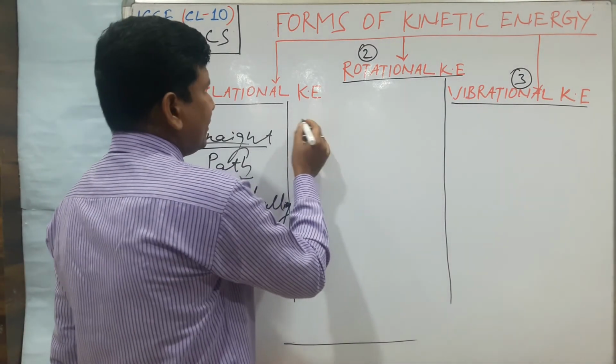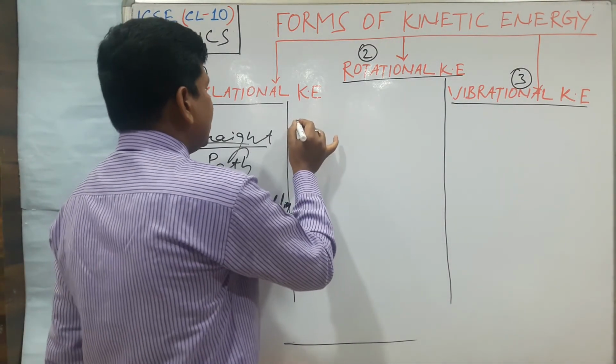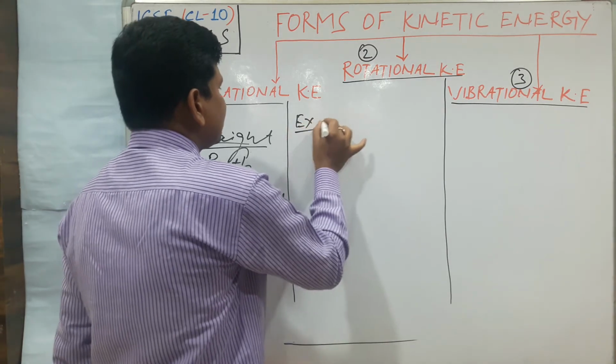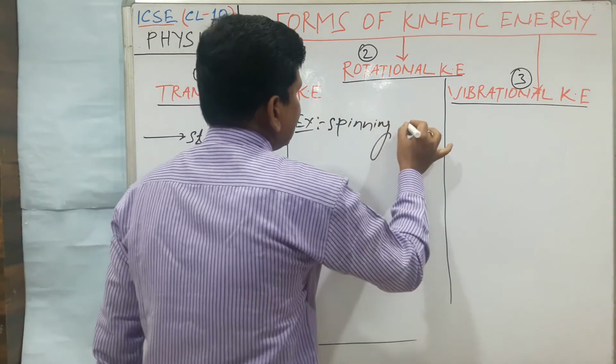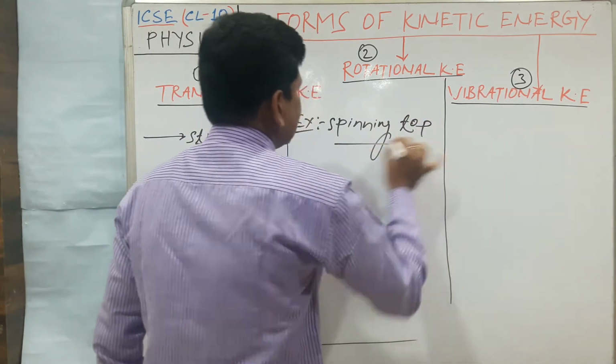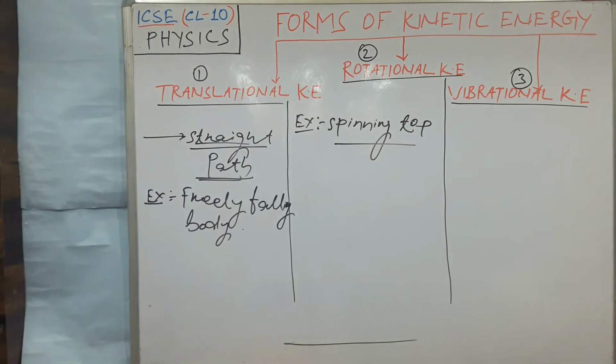So what are the examples? That means rotation it is. Now the examples will be here, spinning top. You can write here spinning top. All these are examples of the rotational kinetic energy.